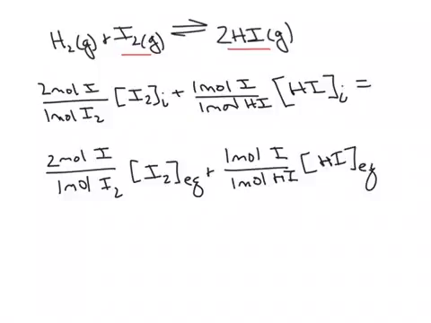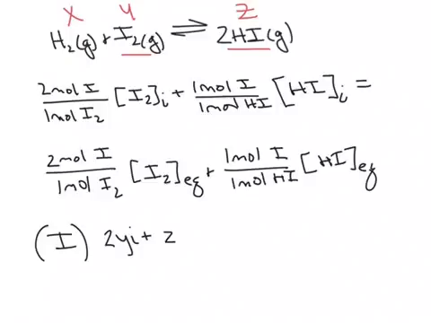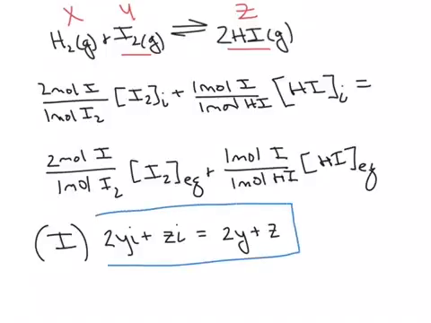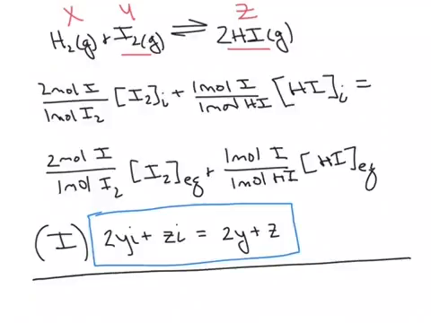Substitute in for our variables. Put I in parentheses. We end up with, let's see, 2yi plus zi is equal to 2y plus z. And this is the equation you would plug into Mathematica. So what if you have something that looks really complicated?